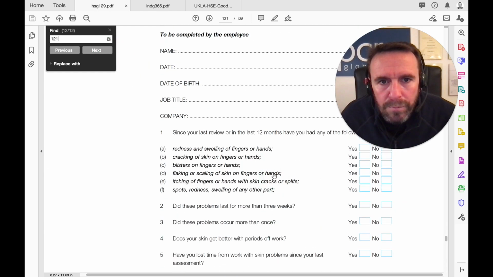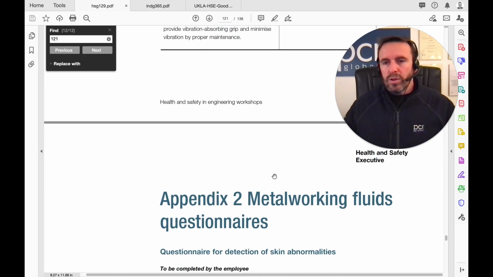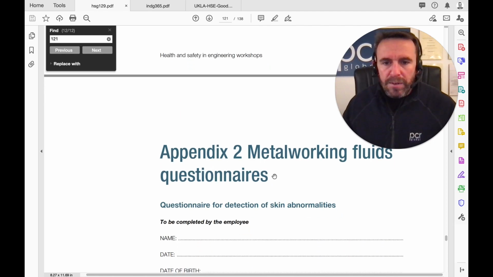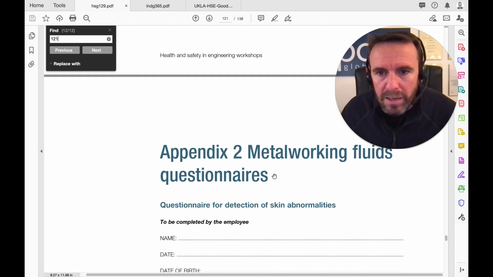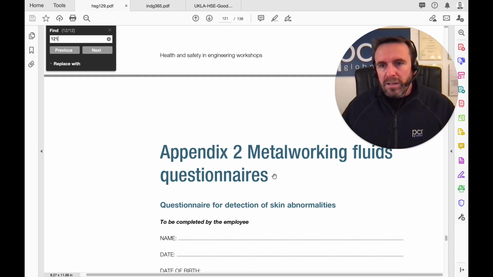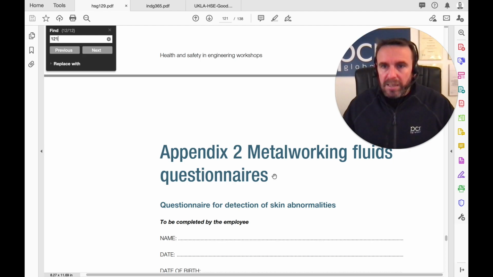Page 121. So we have Appendix 2, metalworking fluids questionnaires. Questionnaires for the detection of skin abnormalities. So if your risk assessment has determined that there is a potential exposure to metalworking fluids, then this is where you need to be going next. You're going to be thinking of getting in touch with an occupational health practitioner, professional, speaking to them, getting some guidance. If your competent person that you have inside the company or outside the company doesn't give you this knowledge, then you need to go to the professionals.